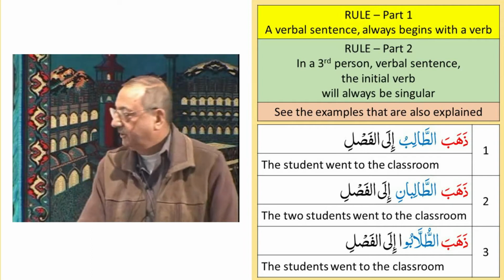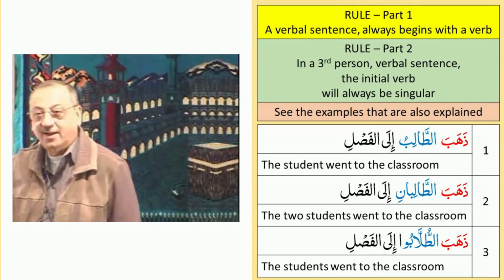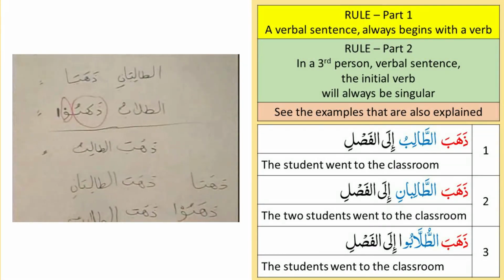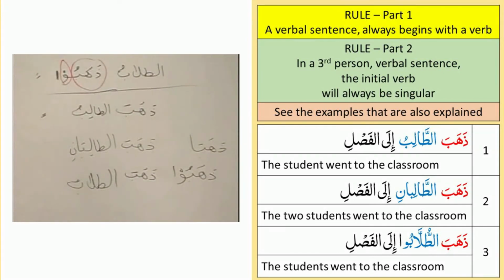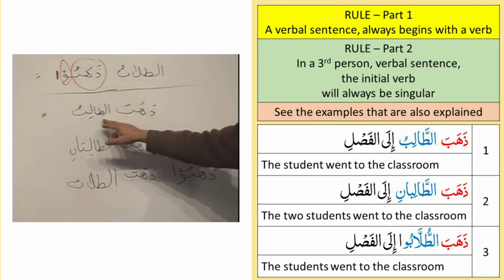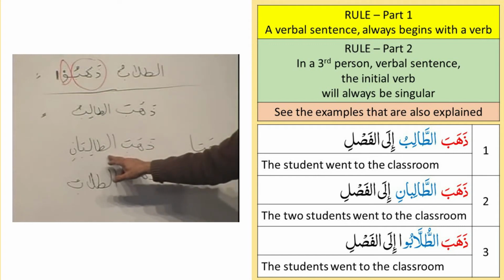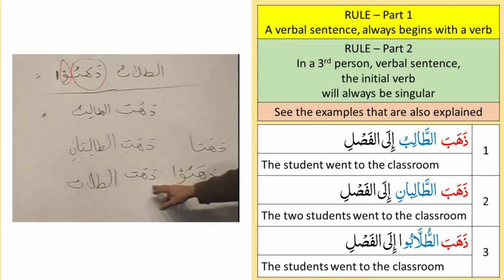Did you get it? See here. ذهب الطالب, ذهب طالبان, ذهب طلاب. The verb is singular, only in the beginning of a new sentence. Same. Change it now. ذهبت الطالبة, ذهبت الطالبتان, ذهبت الطالبات. Are you with me?